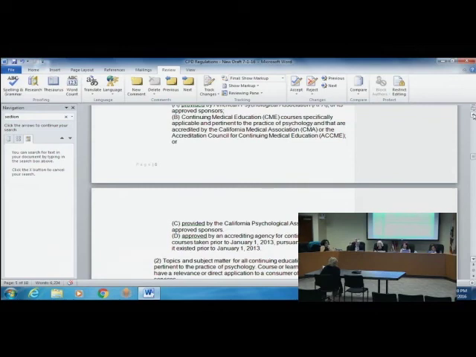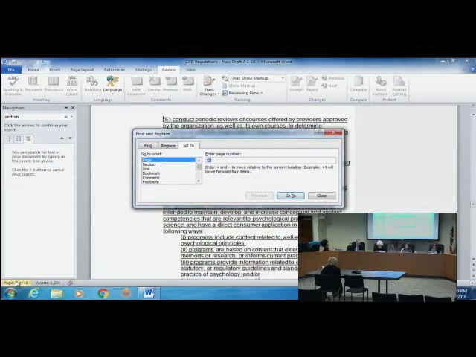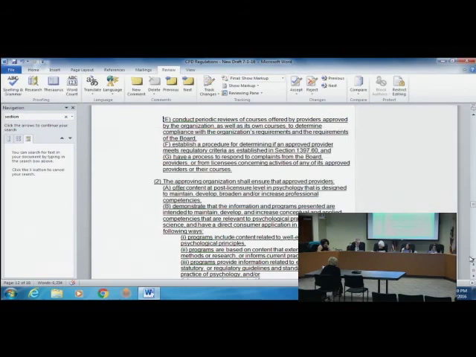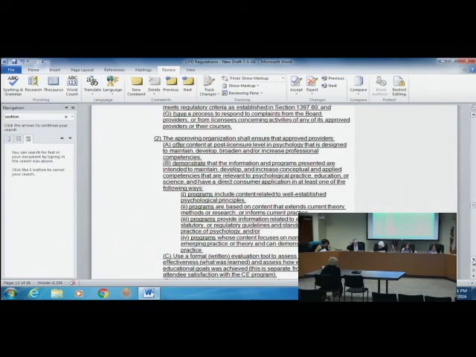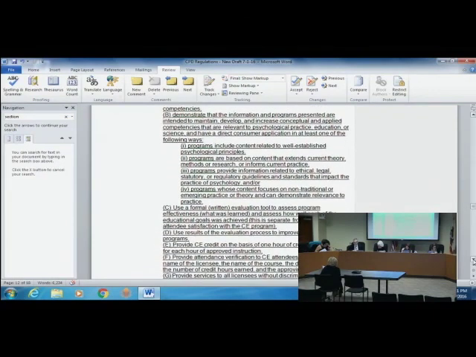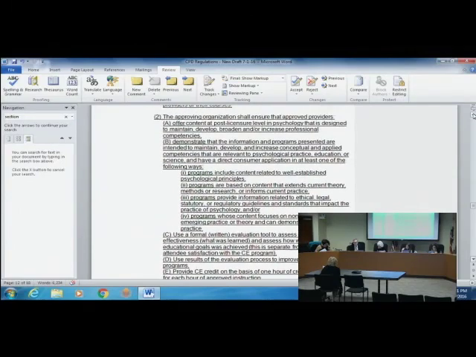Could I ask a question? Yes. So to your point about what good cause would be, if you look at number 2, where it says the providing organization shall ensure that approved providers, and then it lists, these are the criteria that were lifted from the MCEP regs. These are the criteria that we use, basically. I think these were basically taken from our criteria that we say our approved providers have to meet.